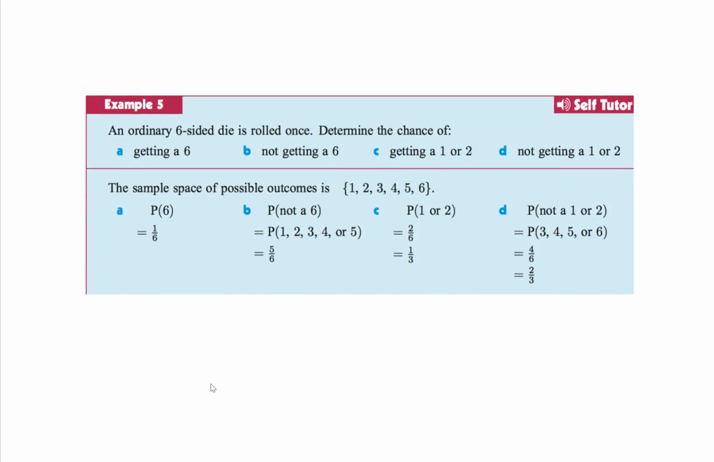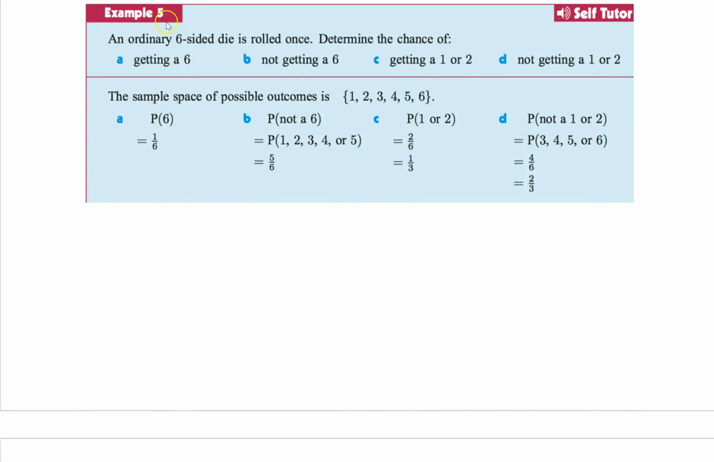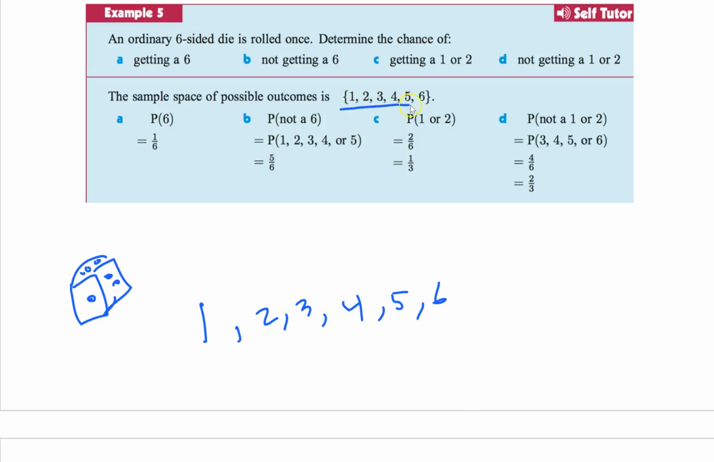Let's look at another quick example. This isn't covered, so I'm not going to go over it in total. But a 6-sided die is rolled once, determine the chance of, right? So keep in mind, when you roll a die, let's see if I could draw one. And a little die right there. You could get a 1, a 2, a 3, a 4, a 5, or a 6.